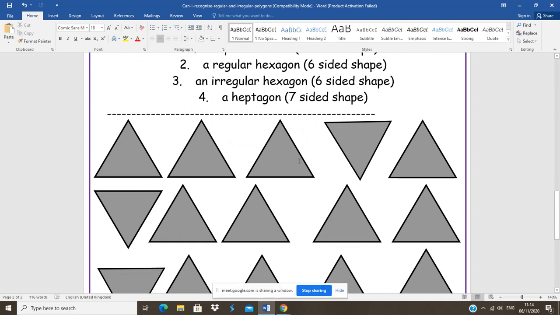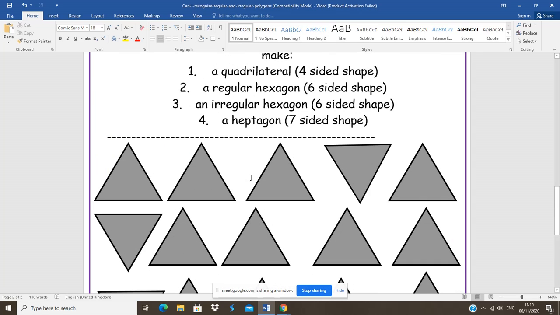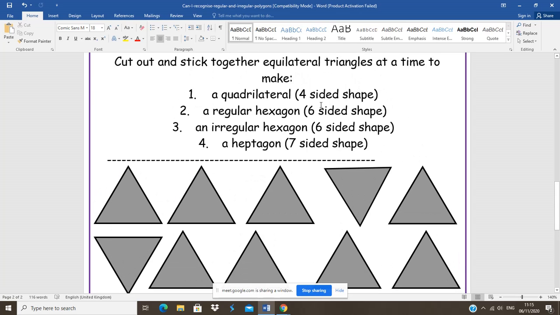I am giving all four of you these triangles. Four triangles, okay? Remember that it has to have four sides. So I want you to cut out the triangles and join them together, and you should have a quadrilateral. Now for the hexagon, how many triangles do I need to use to construct the hexagon?